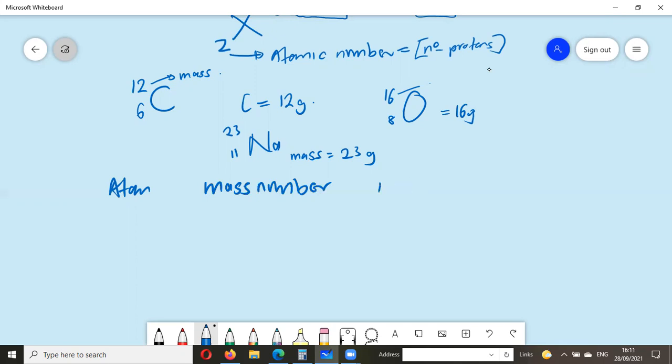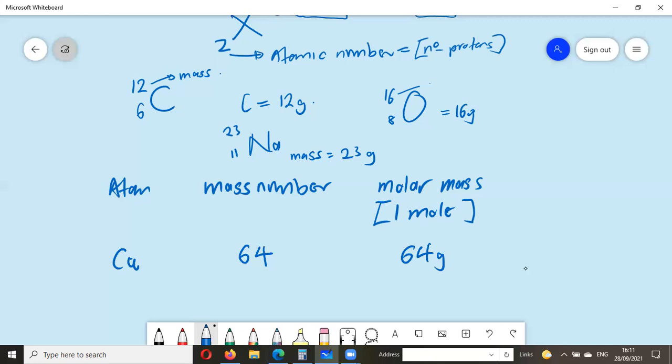So molar mass, in brackets, 1 mole of the given atom. Molar mass, 1 mole. That means if I say copper, we have seen that it is 64 grams over there.